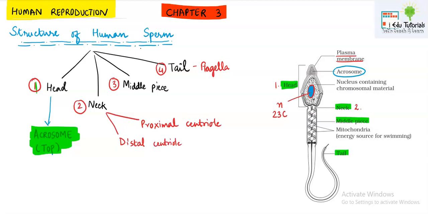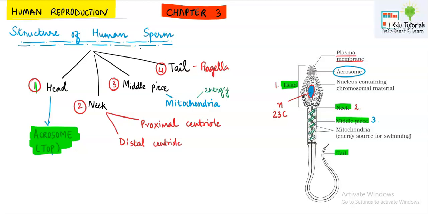Just after this, the next part is the middle piece. Middle piece contains numerous mitochondria, and you know the role of mitochondria as a cell organelle, that it helps in producing energy. So here mitochondria are numerous, and these mitochondria which are present in the middle piece will provide the energy to the sperm for its movement until fertilization happens.